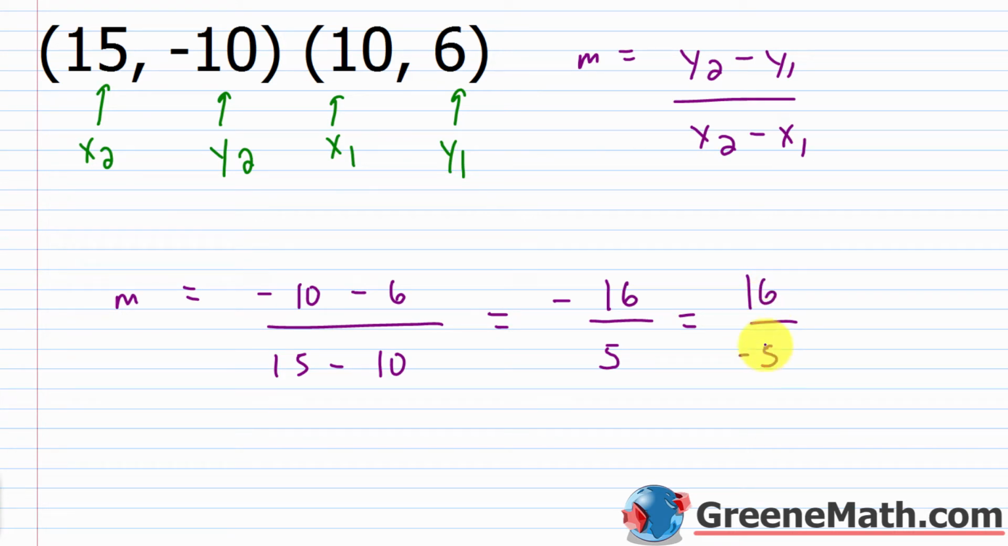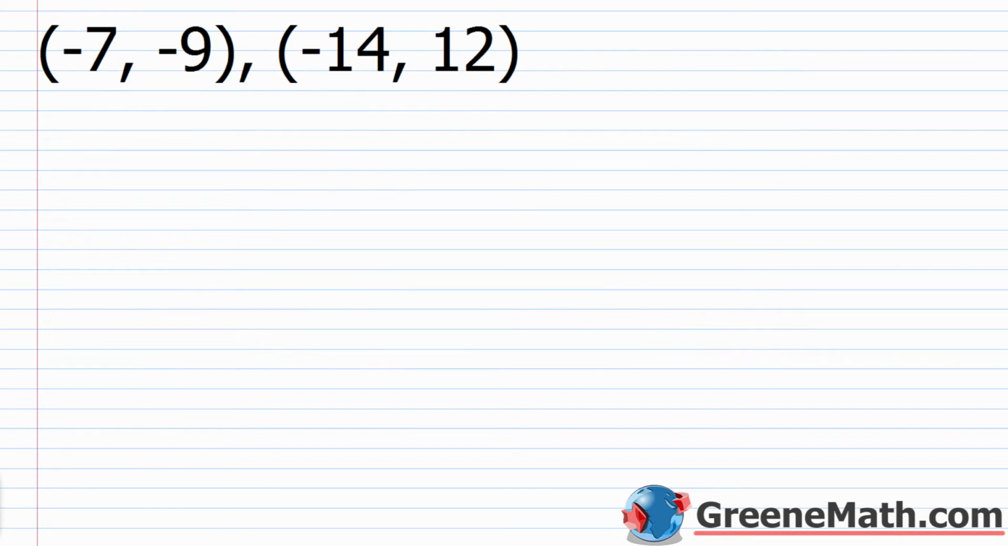I can have 16 over negative 5 as well. All right, let's take a look at another example. So we have the ordered pair negative 7 comma negative 9 and the ordered pair negative 14 comma 12. So again, I'm just going to use my slope formula. So m is equal to y sub 2 minus y sub 1 over x sub 2 minus x sub 1. Again, copy that down and refer to it as we're working the problems.